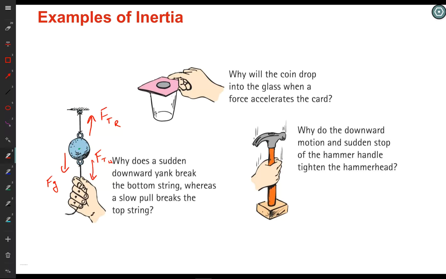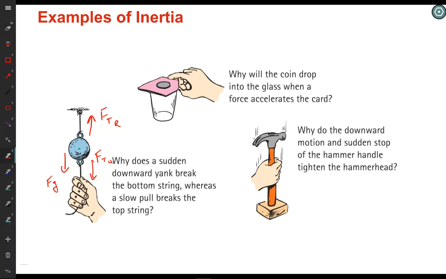So if I'm pulling down, I slowly pull harder and harder and harder until I reach the point where the string is going to break. Where's the string going to break? Above or below the ball? Above, because that's the bigger force. But then the crazy thing is if I yank that string real quick, the string will break below the ball.